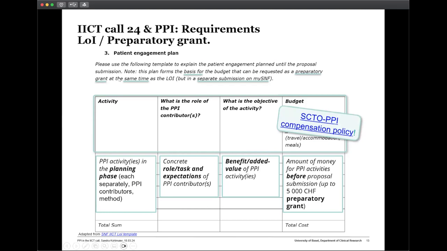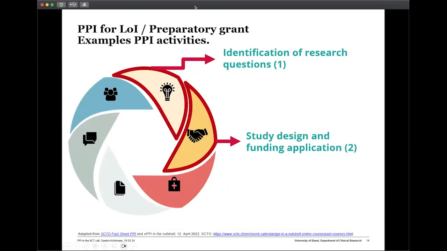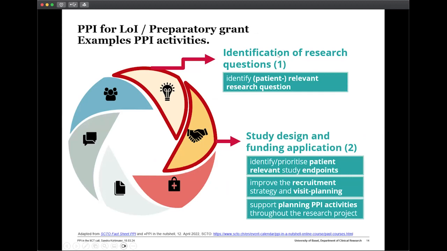And as I said, what kind of activities depends on the project, of course, and which activities make sense. In the preparatory phase, there might be questions regarding the identification of the research question, for example, where the PPI contributors can be involved. Depending on the research project, it can also be the study design or the endpoints, or something regarding the recruitment strategy or visit planning and so on. These can be PPI activities that might be very important for your project and also for the feasibility of your project in the end. I think there are also some more examples in the next talk.